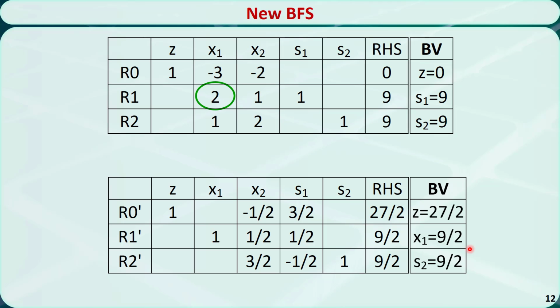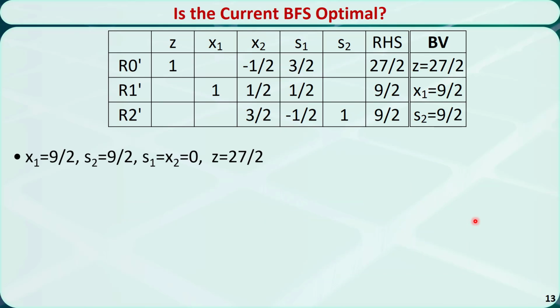What actually happened was that we used the pivoting procedure to go from one basic feasible solution to a better adjacent basic feasible solution with the largest z value. This is called an iteration. Let's write out this basic feasible solution. x1 is equal to 9 over 2. s2 is equal to 9 over 2. s1 is equal to x2 is equal to 0. z is equal to 27 over 2 for this basic feasible solution.